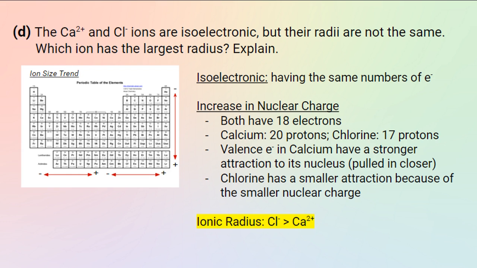So the more protons you have, the greater the pull and the attraction of the electrons to the nucleus. And so because calcium has more protons than chlorine, while they do have the same number of electrons, the valence electrons in calcium have a stronger attraction to the nucleus, which means the electrons are pulled in closer together, and chlorine has a smaller attraction because of the smaller nuclear charge, and so that would explain why Cl- would have the largest radius of those two.